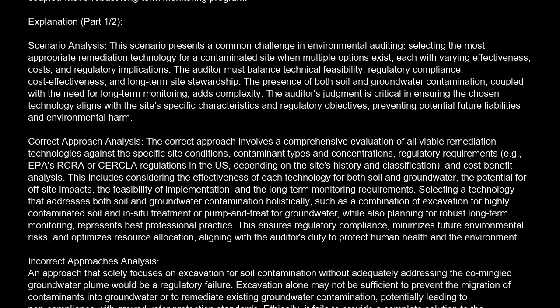Incorrect approaches analysis. An approach that solely focuses on excavation for soil contamination without adequately addressing the commingled groundwater plume would be a regulatory failure. Excavation alone may not be sufficient to prevent the migration of contaminants into groundwater or to remediate existing groundwater contamination, potentially leading to non-compliance with groundwater protection standards. Ethically, it fails to provide a complete solution to the environmental problem.